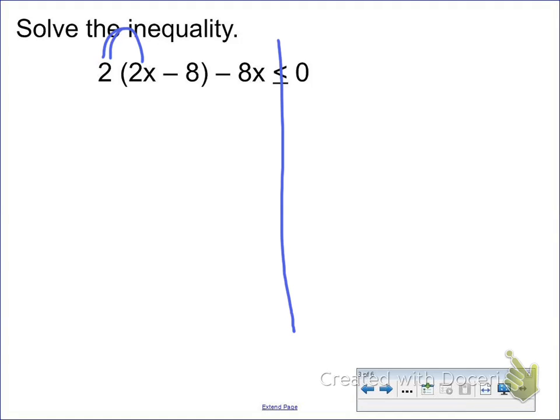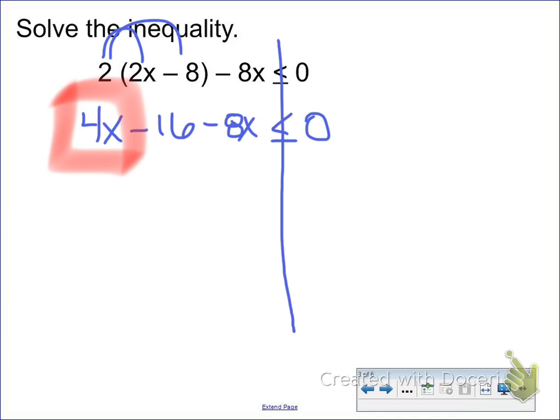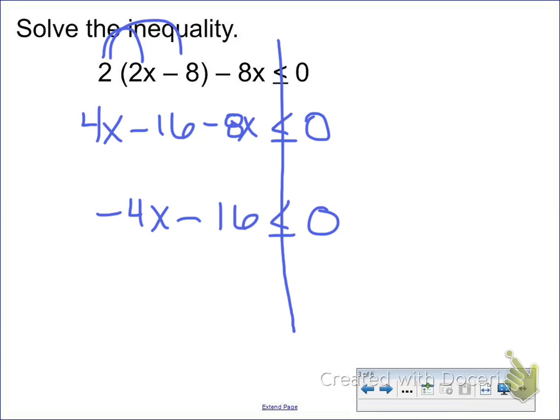So, first we're just going to distribute: 4x minus 16 minus 8x is less than or equal to 0. Notice I'm still drawing my wall. I haven't changed that. I usually do that with equations as well. Now I'm going to combine like terms. So I realize I have to put the 4x and the negative 8x together. So that gives me negative 4x minus 16 is less than or equal to 0.